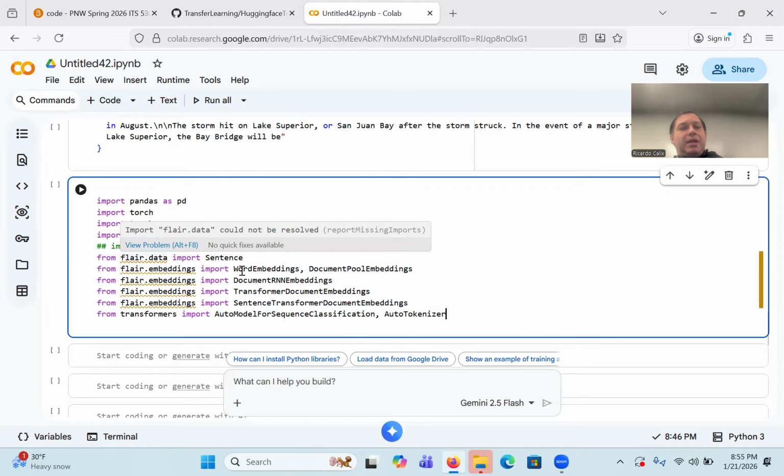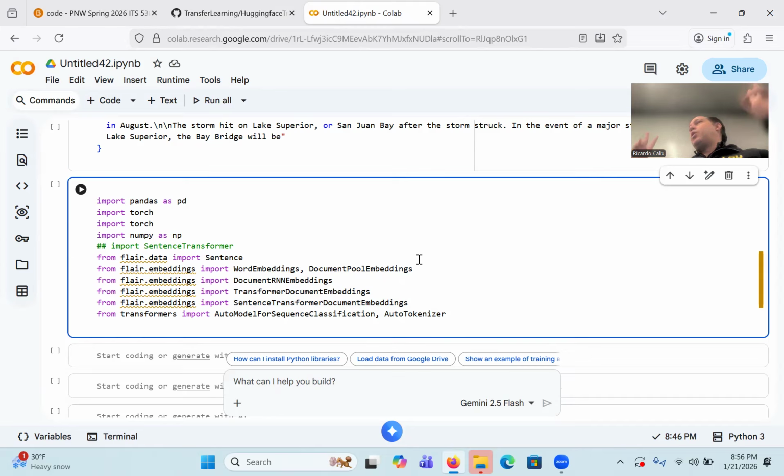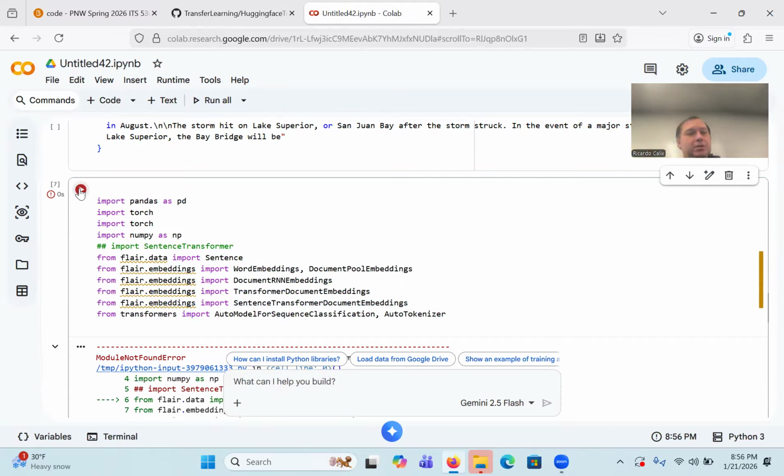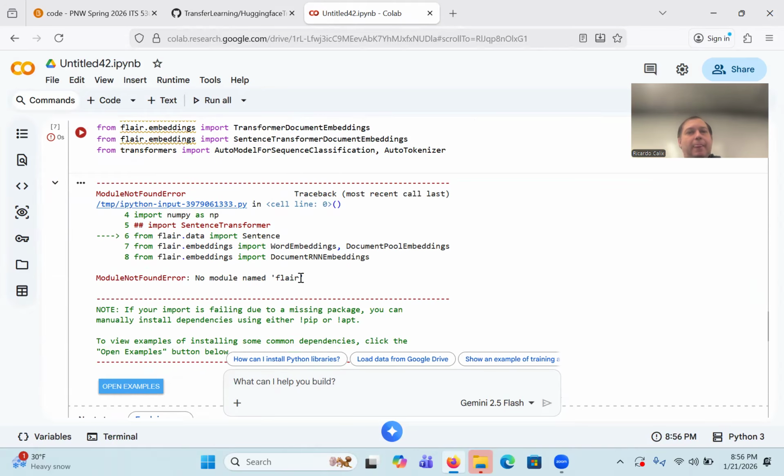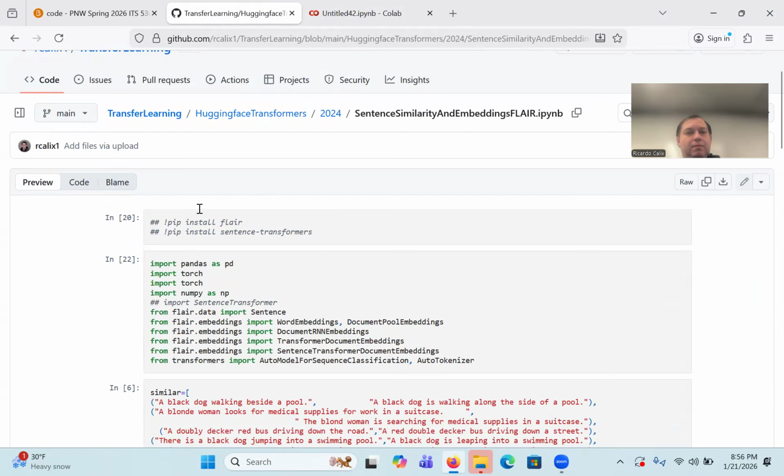So we have Flair data sentence from Flair.embeddings. We're going to bring in word embeddings, document pool embeddings, RNN embeddings, transformer document embeddings, and sentence transformers. So you can see several approaches that have been created from the original word2vec type of approach. Notice this one, RNN embeddings, is essentially using a recurrent neural network all the way to state-of-the-art, which is what? Transformers, right? Like a BERT. All right, so let's run this one. It's missing a library, Flair. So I need to install it.